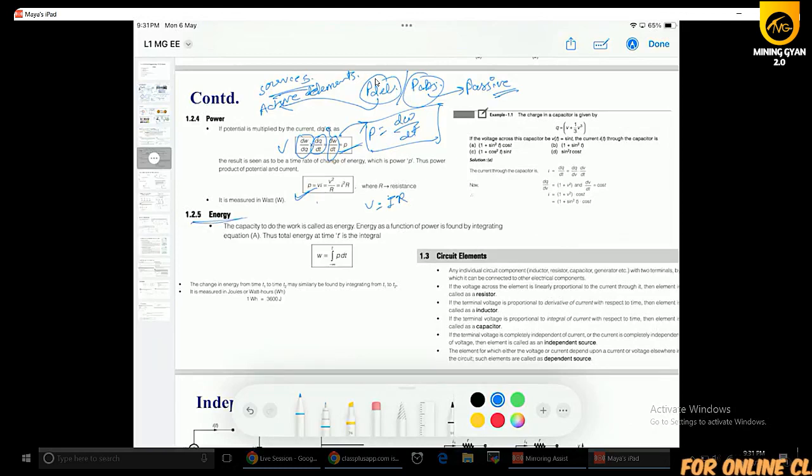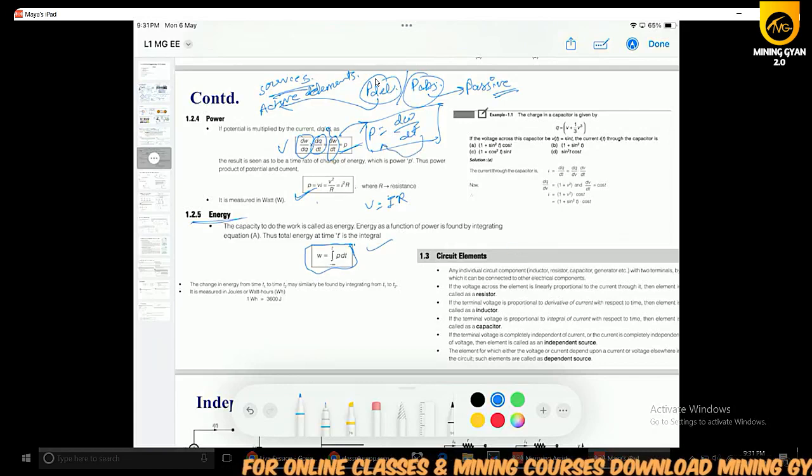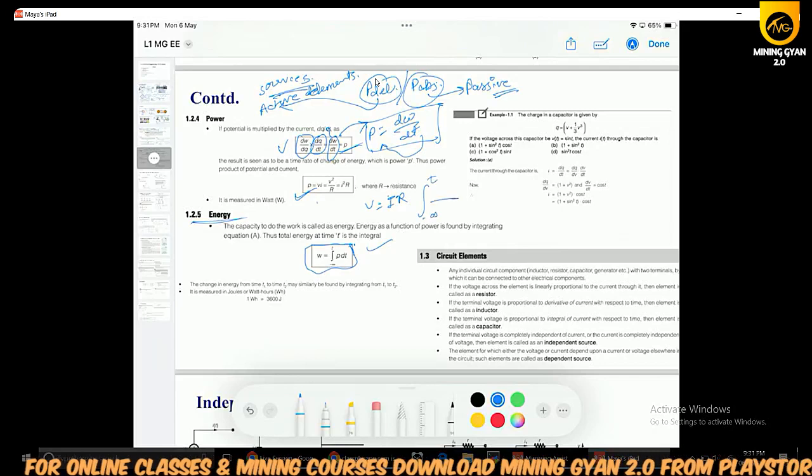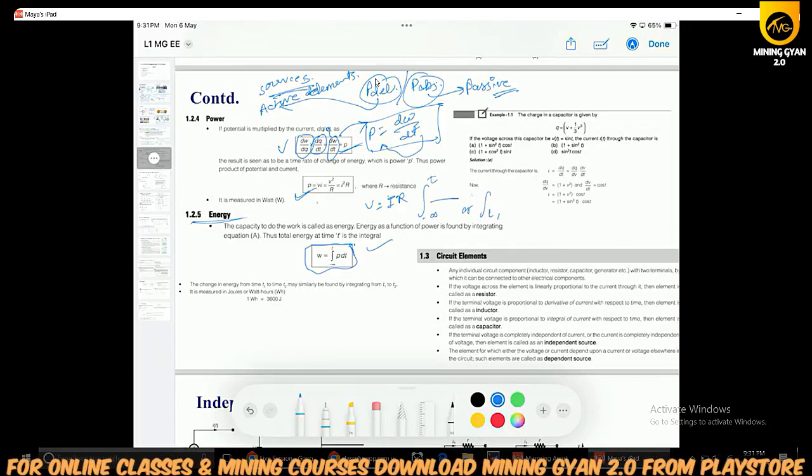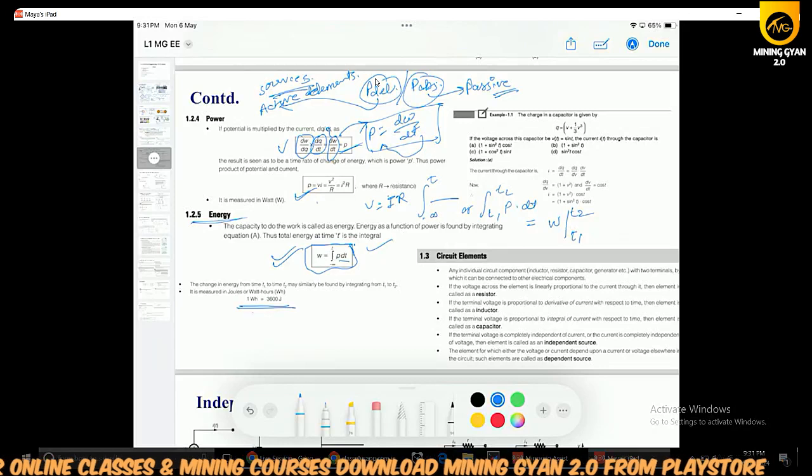The capacity to do work is called energy, and we can write the energy as a function by this equation. If you integrate for a given time period, from minus infinity to t, or from t1 to t2, you will get w, the energy for a given time period from t1 to t2. So this is the equation to calculate the energy if the power consumed by any network element is given. And remember this: 1 watt hour equals 3600 joule.